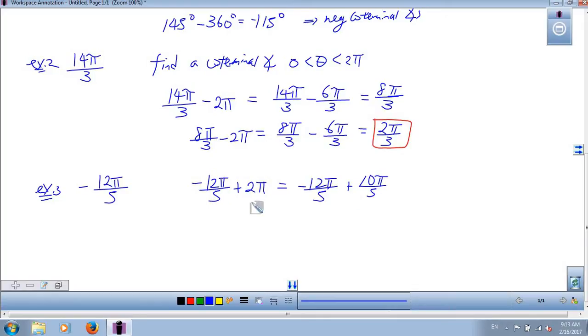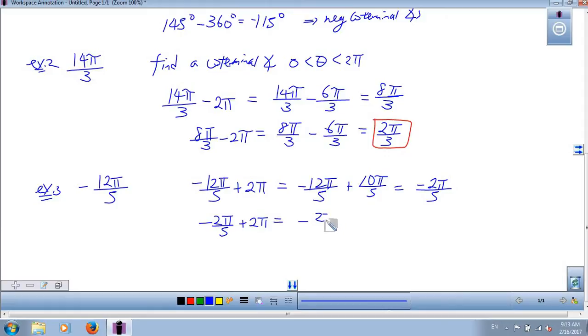You multiply the numerator and denominator by 5, you get 10 pi over 5. So you get negative 2 pi over 5. Now negative 2 pi over 5 is still less than 0, I'm sorry. So we have to add 2 pi one more time. Just add 2 pi one more time.